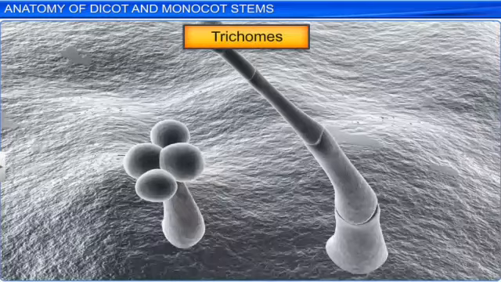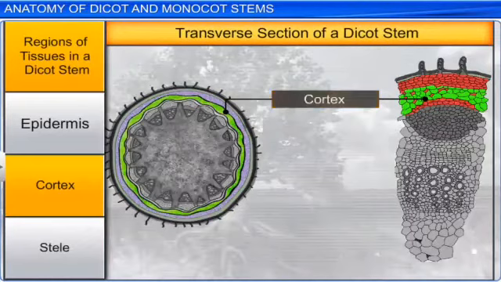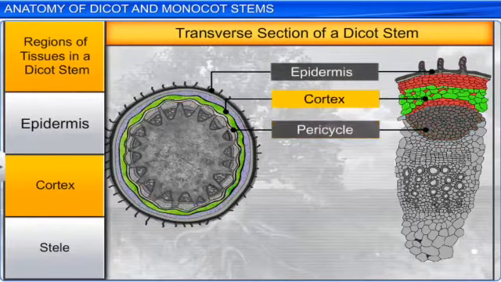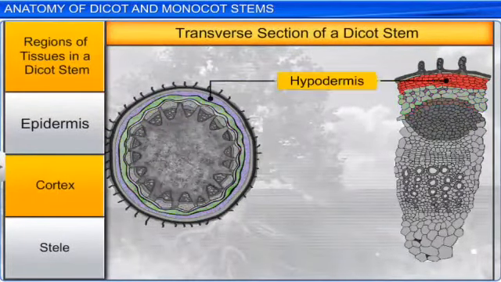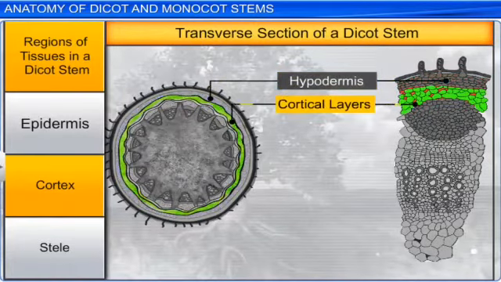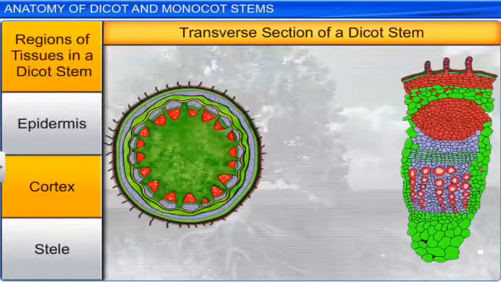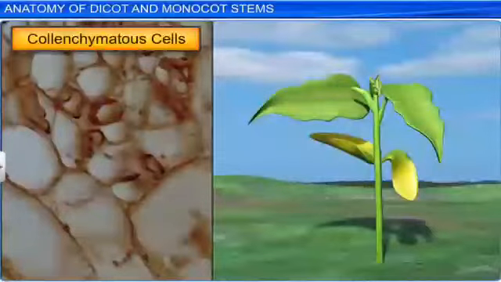The next region of a dicot stem is the cortex. It lies between the epidermis and the pericycle and consists of multiple layers of cells. The main function of this region is storage of food material. The cortex comprises three subzones, namely the hypodermis, the cortical layers, and the endodermis. The hypodermis is the outermost zone of the cortex, which consists of a few layers of collenchymatous cells.